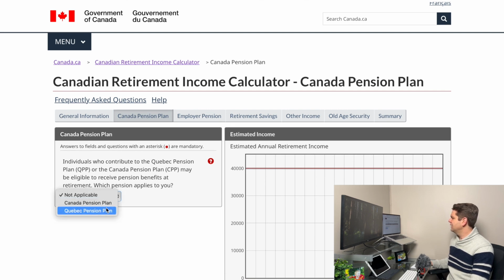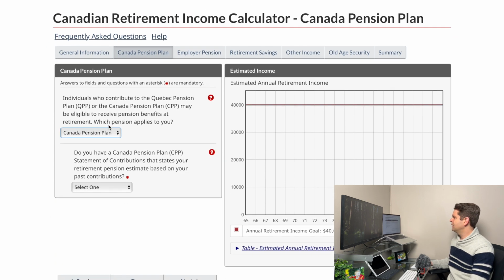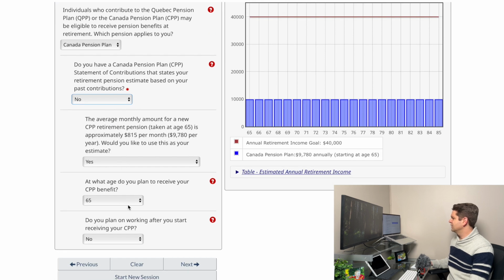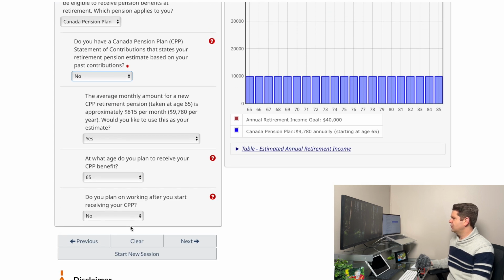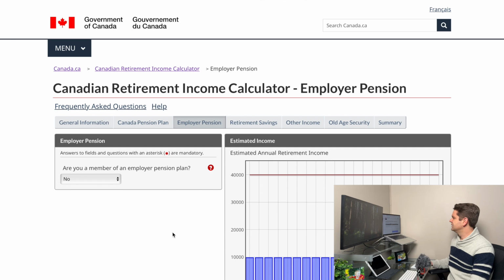And then Canadian Pension Plan. I'm currently living in Ontario, so I'm not going to be putting Quebec. Do I have Canadian Pension Plan contributions based on your past contributions? We're going to click no. And we're going to use their average because we want to do this quickly. Do you plan on working after you receive your CPP? No. We're going to keep this as a very, very simple plan.